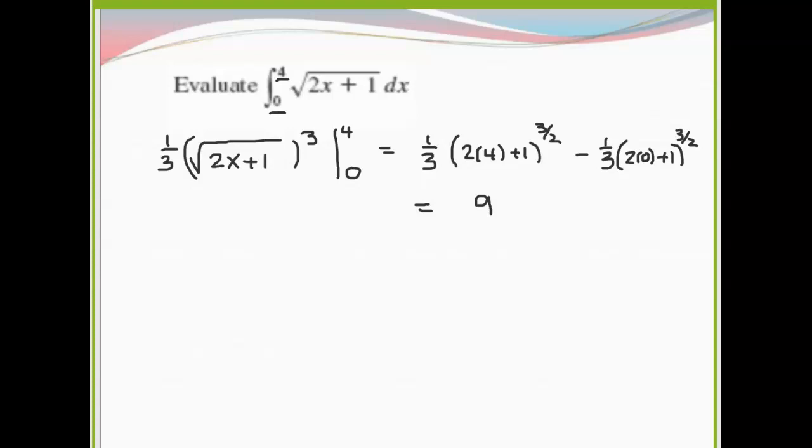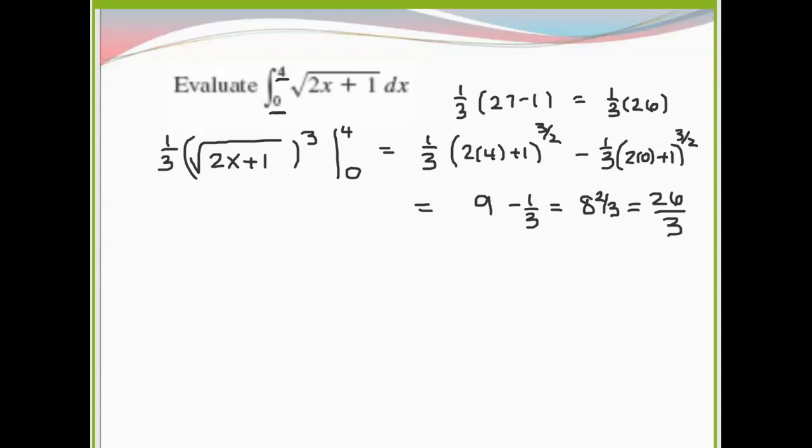2 times 0 is 0. 0 plus 1 is 1. 1 to the square root, 3/2, etc. is still 1. So you get 9 minus 1/3. So that's 8 2/3. Or if you kept it as an improper fraction, that's 26/3. And if you didn't distribute your 1/3, you could have actually had 27 minus 1, which would also have gotten you 1/3 times 26. So there are a whole bunch of ways you can get down to the exact same answer.